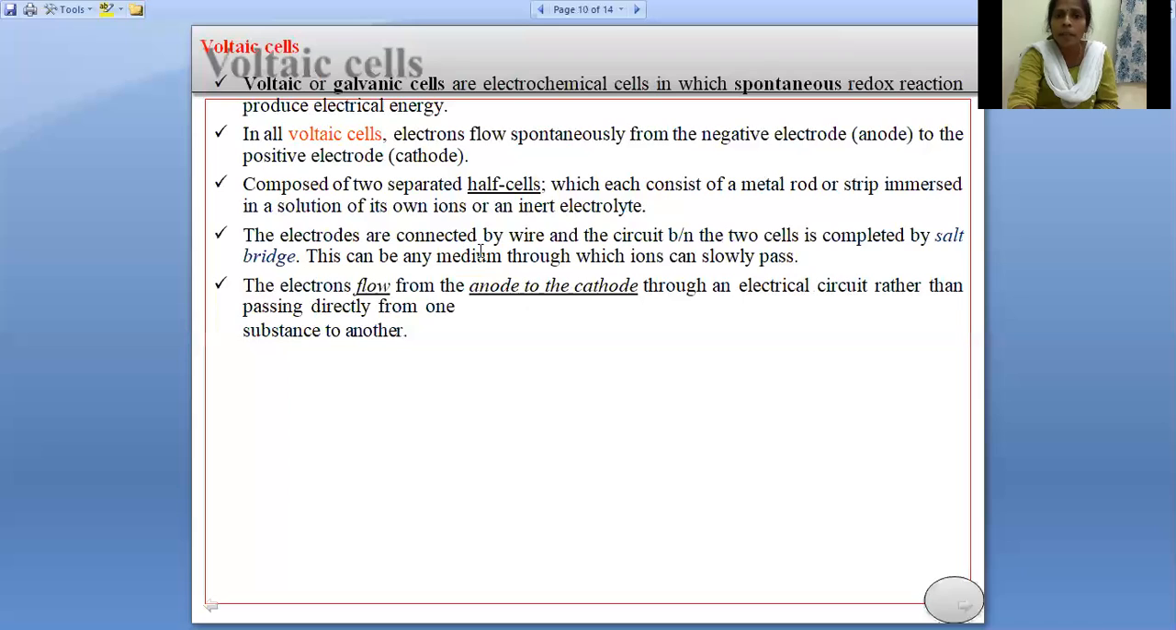The electrodes are connected by wire and the circuit between the two cells is completed by a salt bridge. So here the two electrodes are connected with the help of a wire and the two electrolytes are connected with the help of a salt bridge. The electrons flow from the anode to the cathode through an electrical circuit rather than passing directly from one substance to the other. So why are we using the salt bridge here? The salt bridge helps complete the circuit between one electrolyte and the other while the electrons travel through the external circuit. Yes, so it is useful like that.